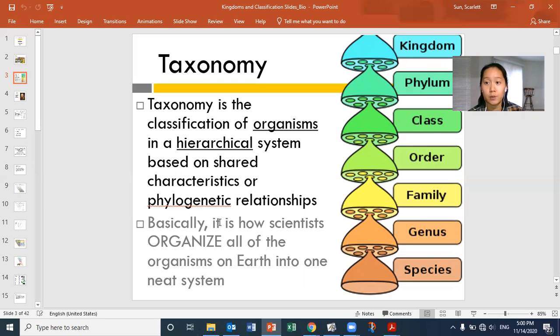Even though our languages are different, we still use the same scientific names and we still have the same characteristics for each organism. So that's why taxonomy is super useful. Organizing anything is useful, to be honest.